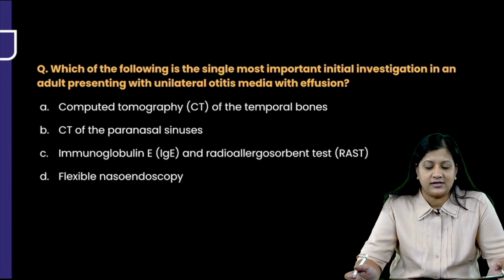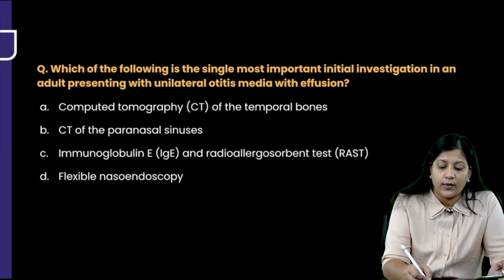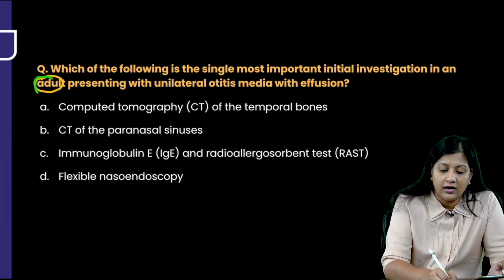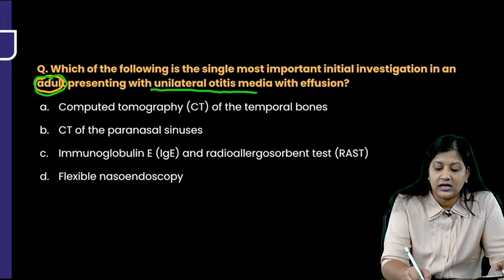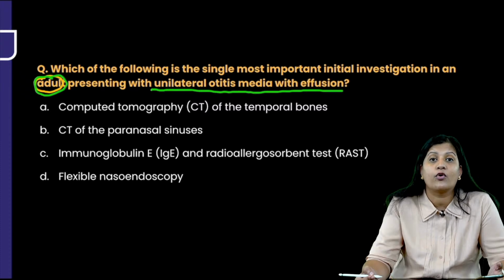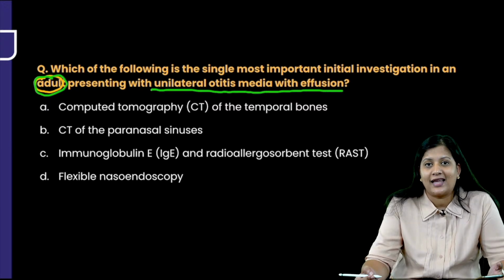The first question says, which of the following is the single most important initial investigation in an adult presenting to you with unilateral serous otitis media with effusion? So the question is asking you that in an adult patient, which is the single most important investigation? Would you do a CT scan of the temporal bone, CT scan of the paranasal sinuses, immunoglobulin E, or flexible nasoendoscopy? Please let me know your answers in the chat box so that we can go ahead with the discussion.